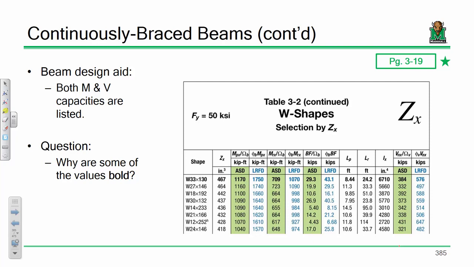This is a very useful guide for continuously braced beam design. It is also a pretty useful guide for discretely braced beam design. The reason why is because this phi-MR and this beam factor and these two unbraced lengths and whatnot, they're going to become pretty important when we look at discretely braced beams. For now, we're not there, so you can ignore them. We'll define what those are later.